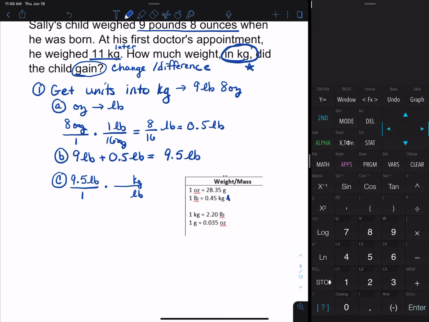So I'm going to use this conversion that has my 1 pound is about 0.45 kilograms to avoid having to deal with that division of messy numbers, right? When I multiply straight across, I have 9.5 times 0.45. That gives me 4.275 over 1, or 4.275 kilograms. Now I'm not at my final answer and they didn't tell me where to round, so I'm just going to leave this number. So this isn't our answer, but it's the baby's weight when he was born.